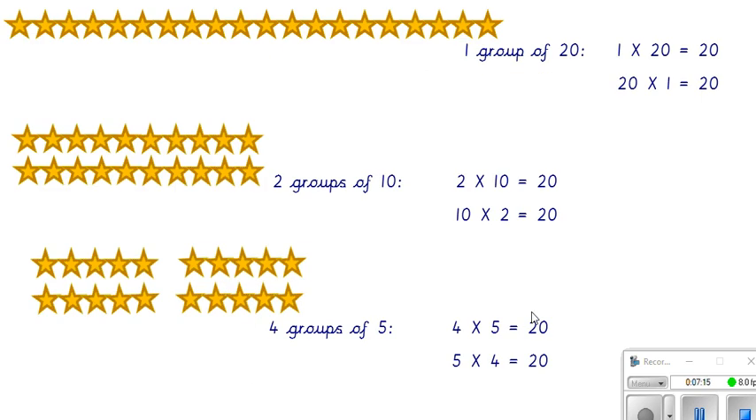Now I've managed to group my 20 stars 3 different ways. I've got one group of 20 in an array. 1 times 20 is 20, and 20 times 1 is 20. There's my first fact from my times tables. Then I've split them in 2. I've got 2 groups of 10. 10 plus 10 is 20. 2 times 10 equals 20. 10 times 2 equals 20. And here I've grouped them into 4 groups. 4 groups of 5. 4 times 5 is 20. 5 times 4 is 20. The groups each time need to be equal.